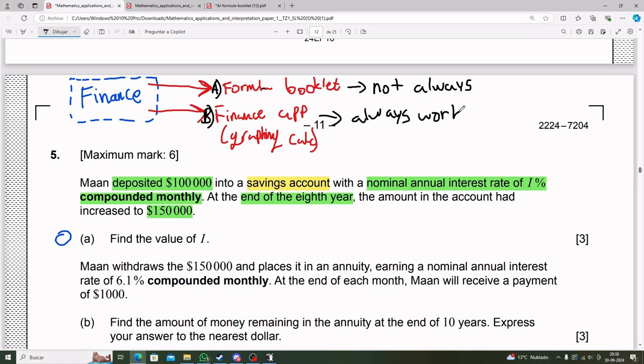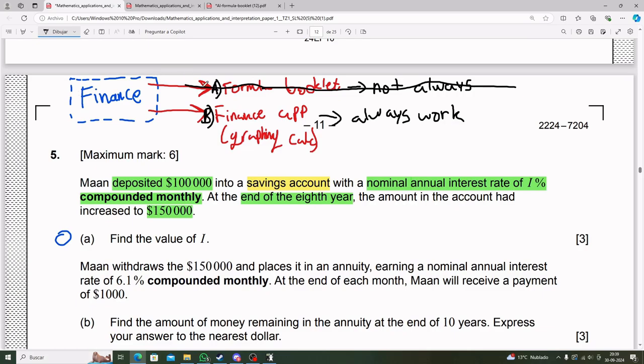So, although the formula booklet might be a little bit more friendly, it might be easier to handle, easier to come across. In the long run, eventually you will find exercises where you need to use the finance app. So I'm not going to show you how to solve it for the formula booklet. I will show you how it works with the finance app.